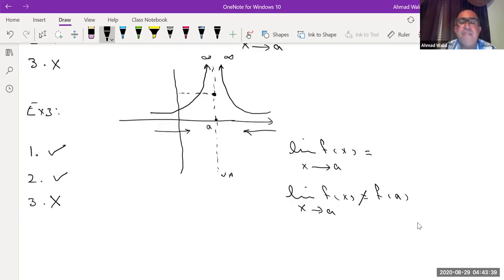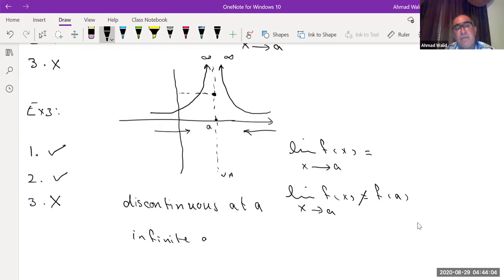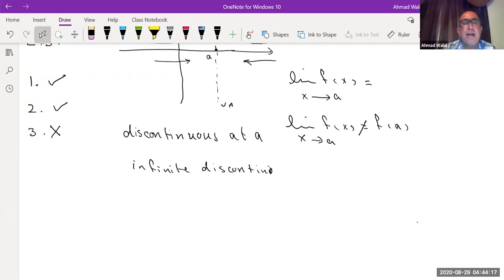Then you say, my function is discontinuous at a. This function is discontinuous at a, and we call this one an infinite discontinuity. Infinite discontinuity, correct?